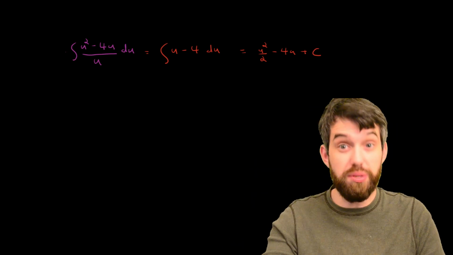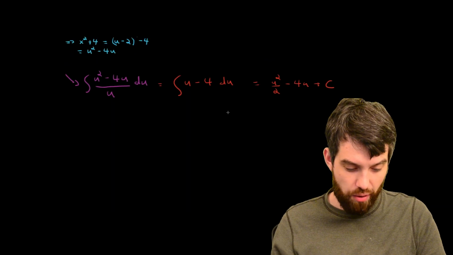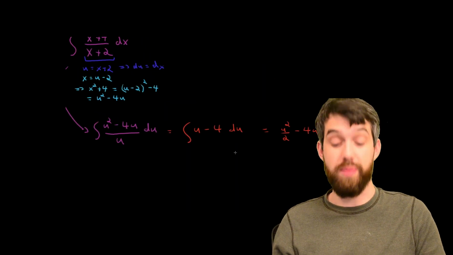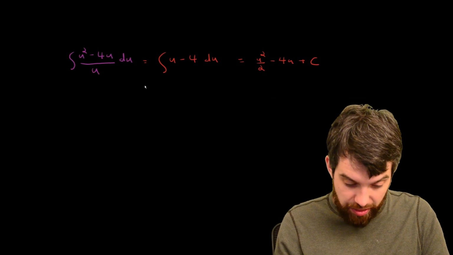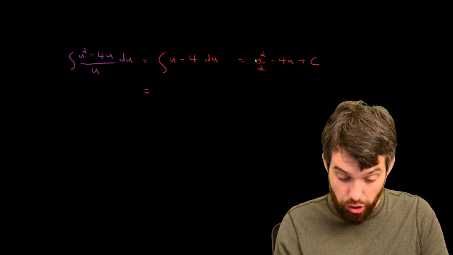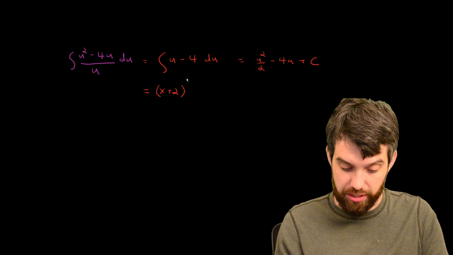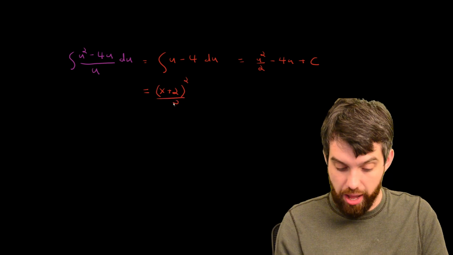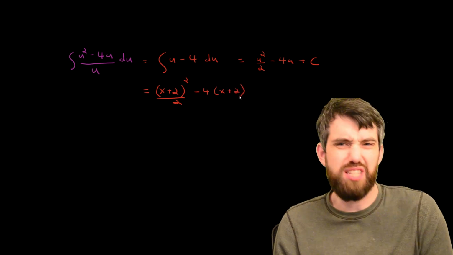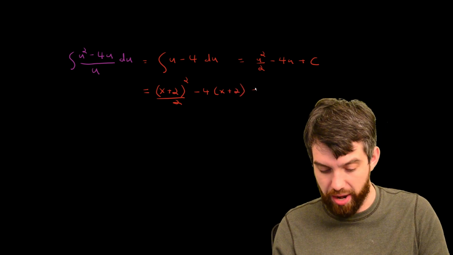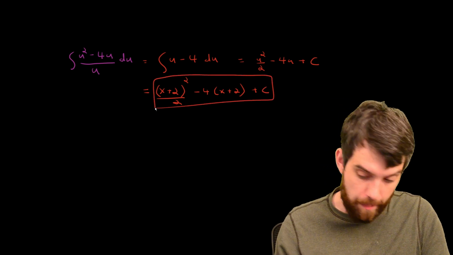Now, we're almost done, but don't forget, we want it in terms of x. Our original integral is in terms of x. Our final integral should also be in terms of x. And what was u? I've already forgotten. u was defined to be x plus 2. So I can therefore say that this is going to be equal to, instead of u, I will write x plus 2, and then it's the x plus 2 squared divided out by 2, minus 4 times x plus 2. And we could expand if we want, but this is perfectly fine, so I'm going to write it as a plus c, and that is my final answer.